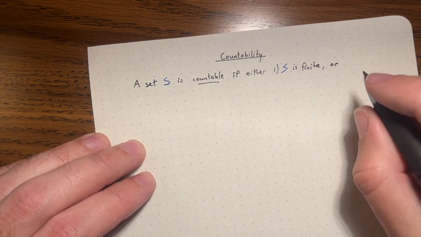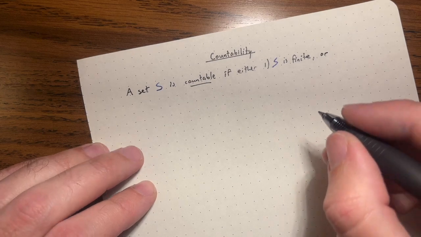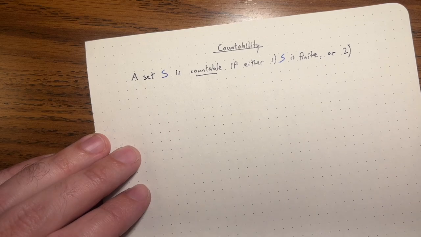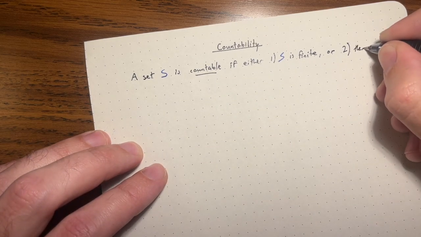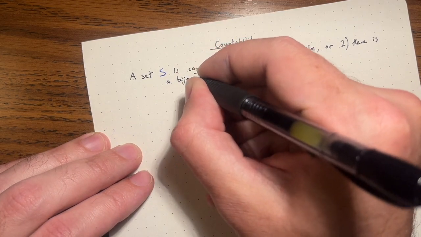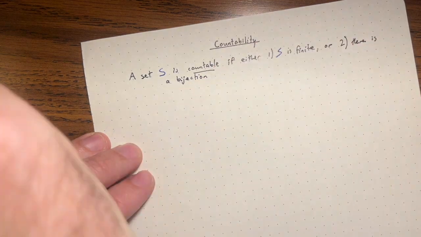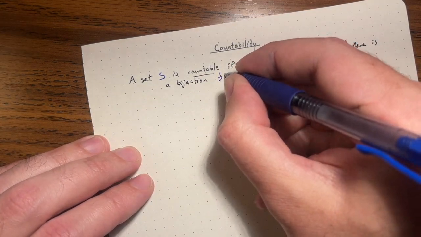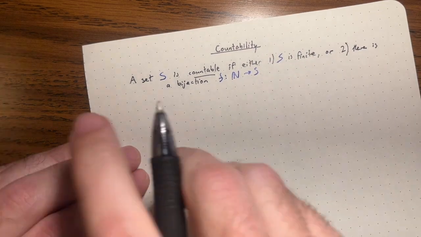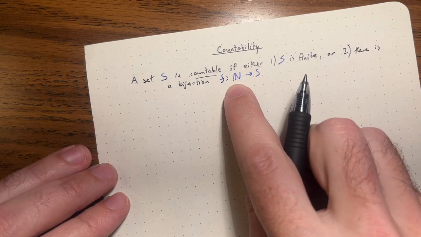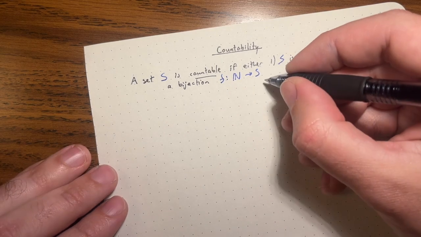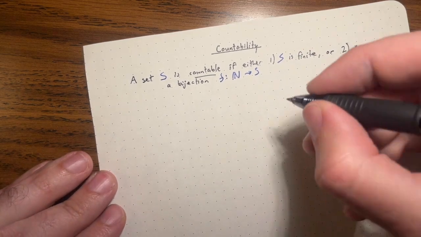Or there's another case. The second case is if S is infinite, but not just any infinite set will do. We need there to be a bijection with the natural numbers. So there is a bijection with the natural numbers. Let's call it F from the natural numbers to your set. We could have also said S to N. Reason being, if we have a bijection, it's going to have an inverse function that will also be bijective.